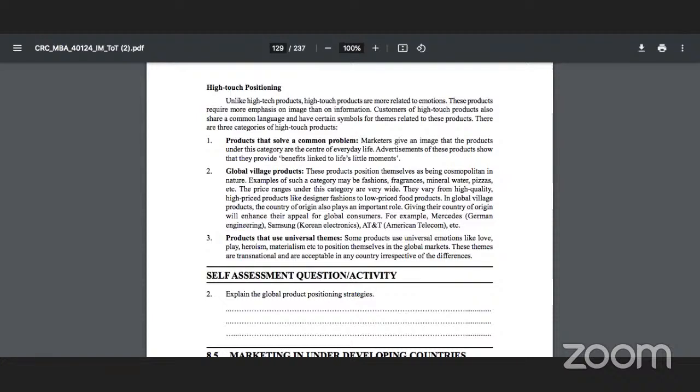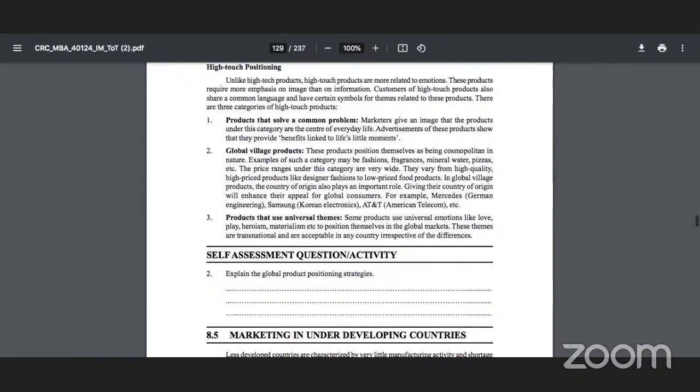And then we talk in terms of high touch now. We were talking earlier about high tech, now high touch positioning. Here, in terms of high tech vis-a-vis high touch, high touch products are more related to emotions. The very word touch is something that you can equate with easily. Tech is technology; touch has to do with emotions because you can feel it among any of the five senses. So these products require more emphasis on image than on information.